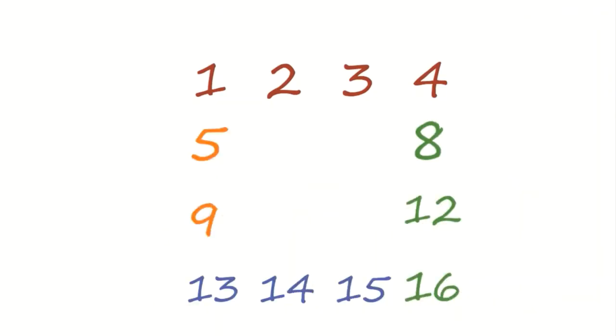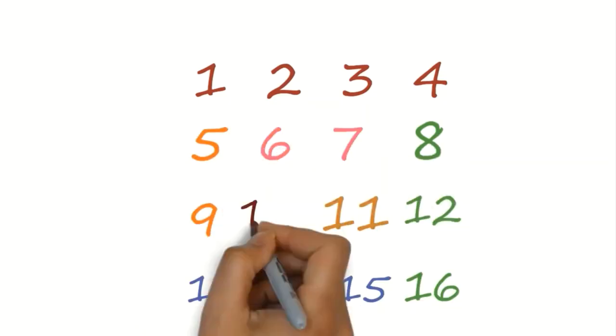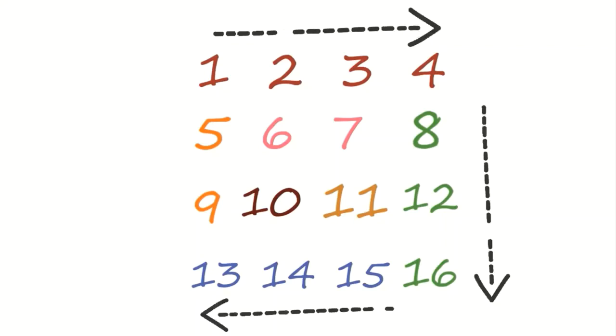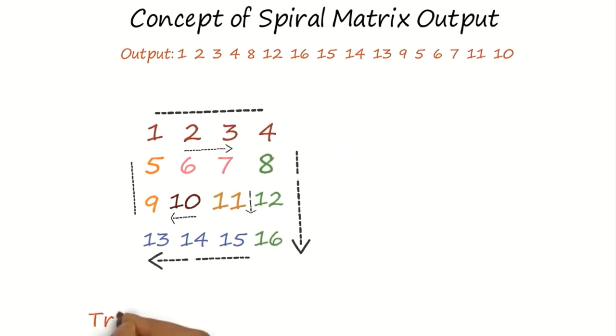So the first for loop represents the movement from left to right. See, this is the first movement, whereas the second loop represents the movement from top to bottom. And the third represents the movement from right to left, and the fourth represents the movement from bottom to up. So this is how we have to print the spiral pattern.